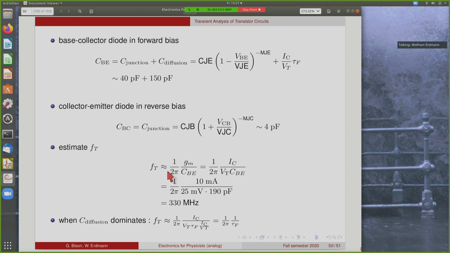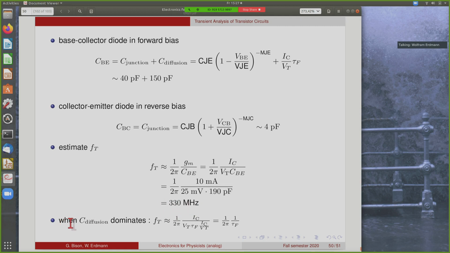And then if you use the formula that we found for the transition frequency, 1 over 2 pi times gm over CBE, where you can neglect the CBC here, and you put in the expression for gm, which is IC over VT from this exponential law. Put in the number 10 milliamps, 25 millivolts for VT, and the 190 picofarads. Then you get a transition frequency of roughly 300 megahertz, as we've seen in the picture, which of course was a simulation of just this transistor.